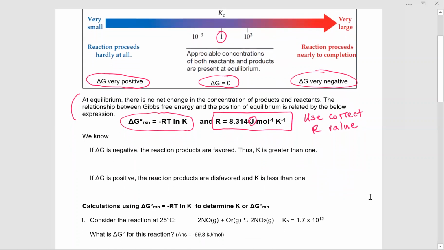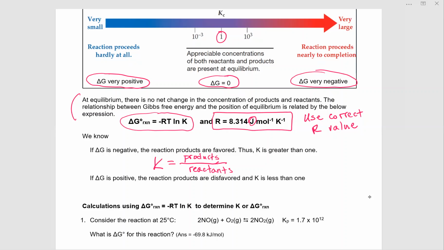Okay, so let's take a look at what we know. If delta G is negative, the reaction products are favored, thus K is greater than 1. Remember that we can think of K as being products over reactants and raised to their respective exponents matching the coefficients. So if we have a lot of products, we're going to have a high value of K and delta G is going to be negative. Likewise, if delta G is positive, the reaction products are disfavored and K is less than 1. Remember, K is never going to be negative. It's going to be a very small number, but K is never negative.